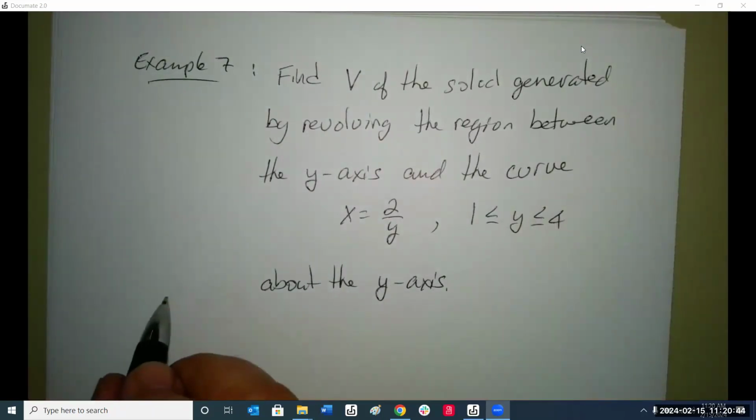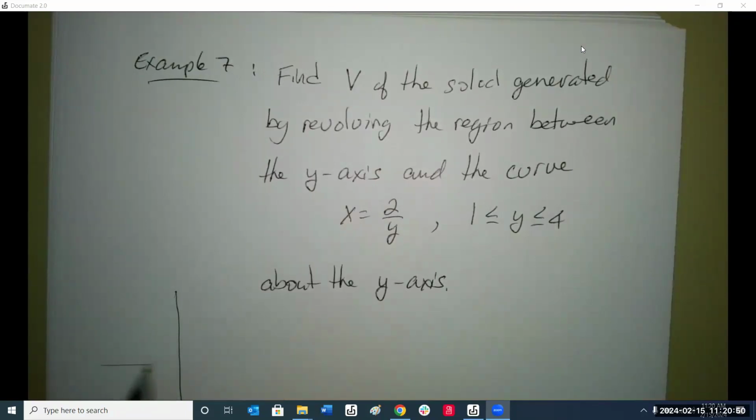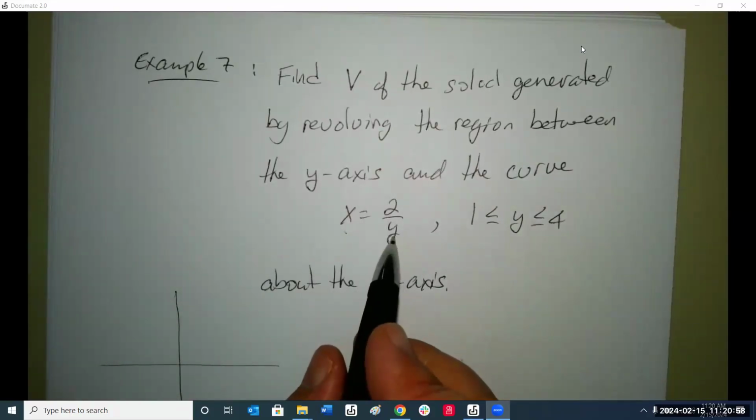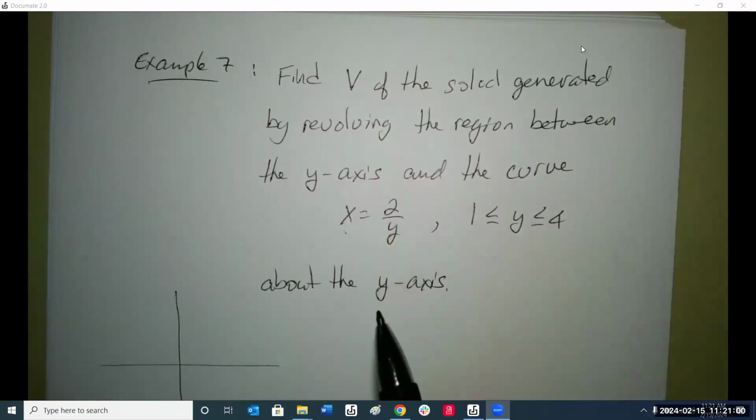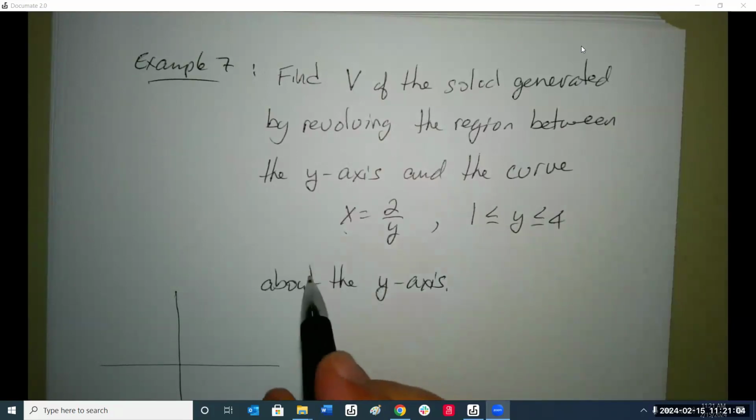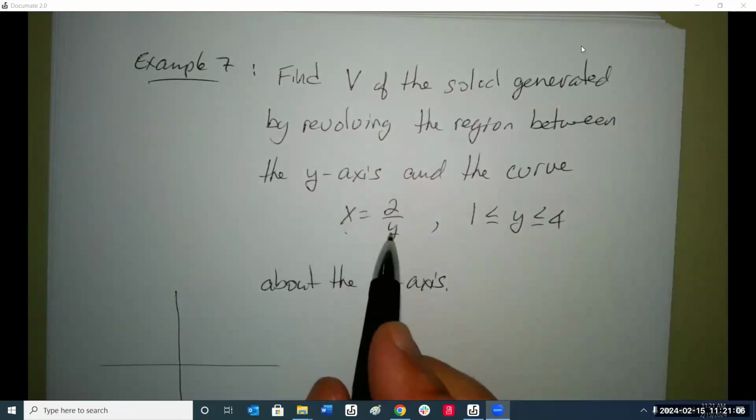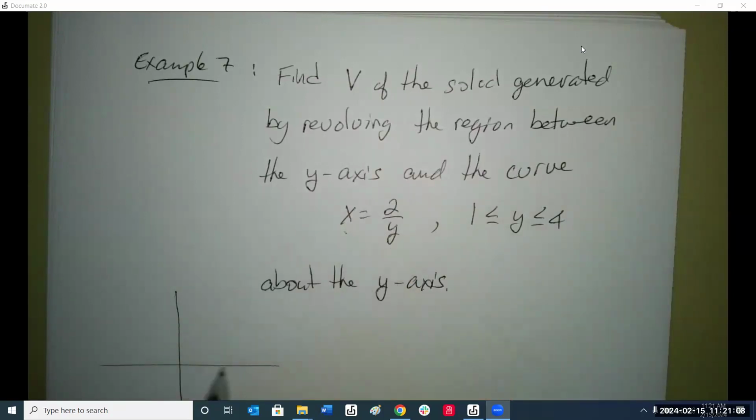Let's see what this graph would look like. And so x is equal to 2y. It's the same as if it was y equals x over 2. Your radius is 2.